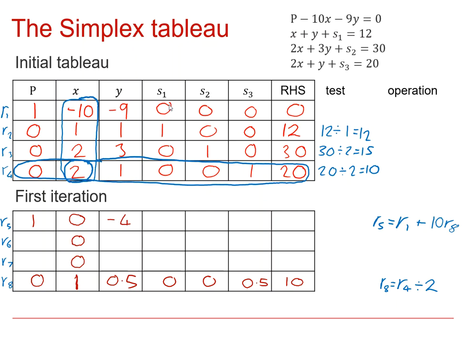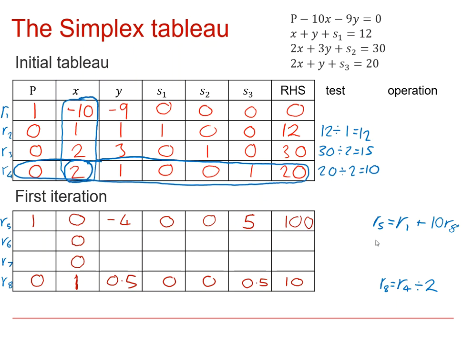Then here, well, this is easy. I've got 0 plus 10 lots of 0, so that's still 0. Same here. Here I've got 0 plus 10 lots of 0.5, so that's going to be 5. And then here I've got 0 plus 10 lots of 10, which is 100.